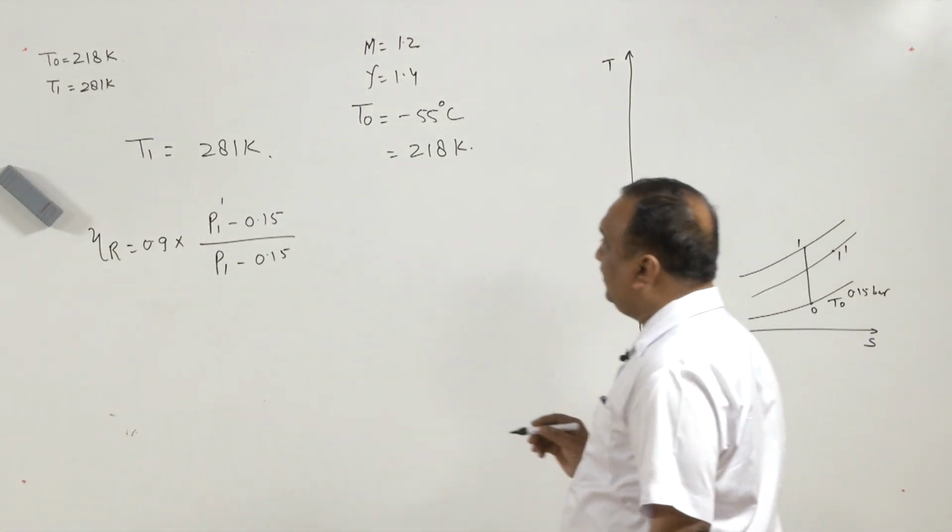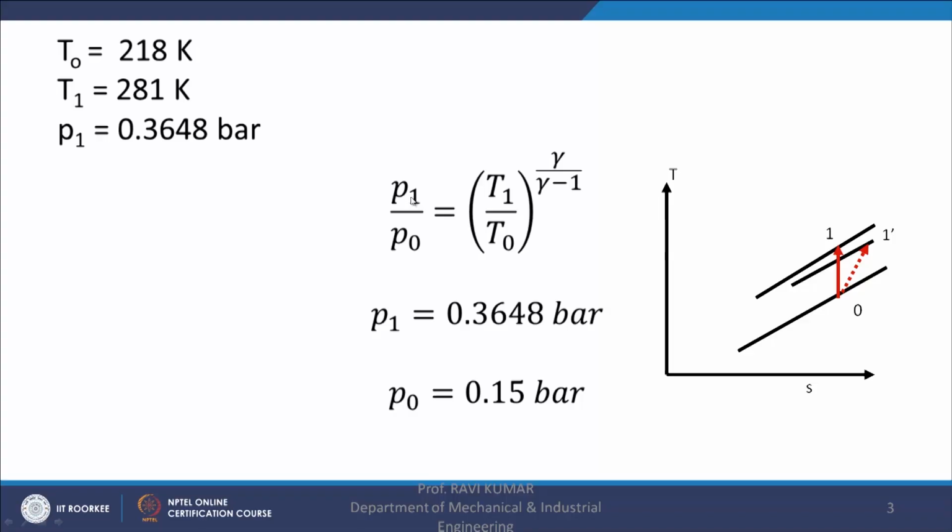In order to find the value of P1, we will have to go for ideal gas relation, that is P1 by P0 is equal to (T1 by T0) raised to power gamma by gamma minus 1. That will give the value of P1 as 0.3648 bar. P0 is 0.15 bar. T1 and T0 are with us, and with all these values we will be getting the value of P1 as this. We will note down the P1 also here, so later on we can recall. So, P1 is equal to 0.3648 bar.